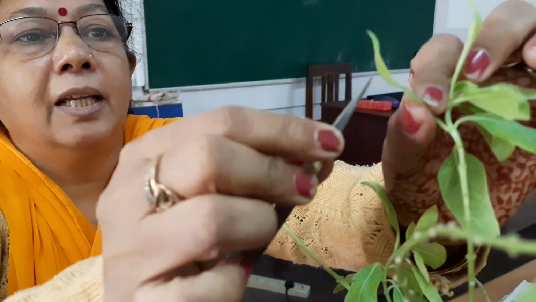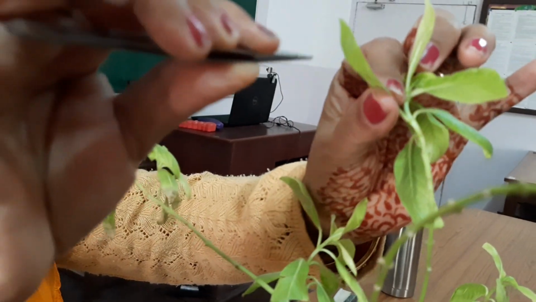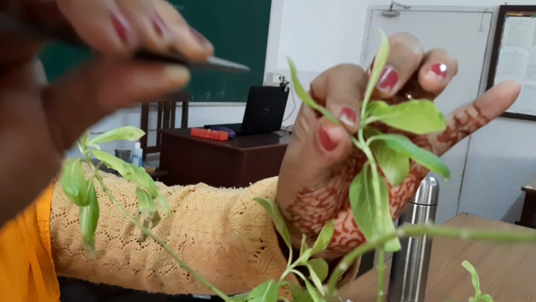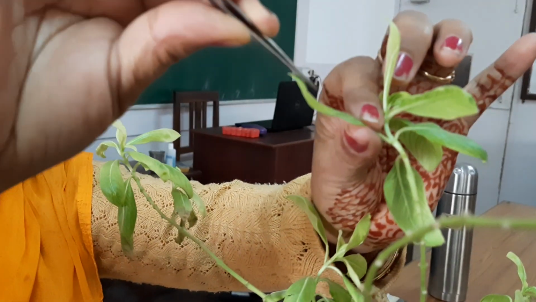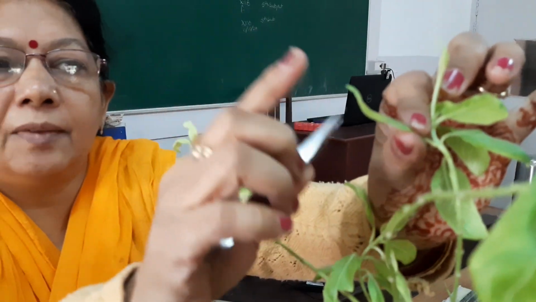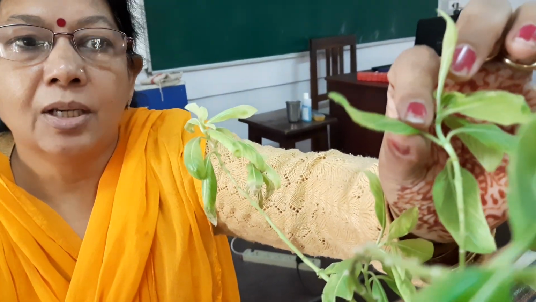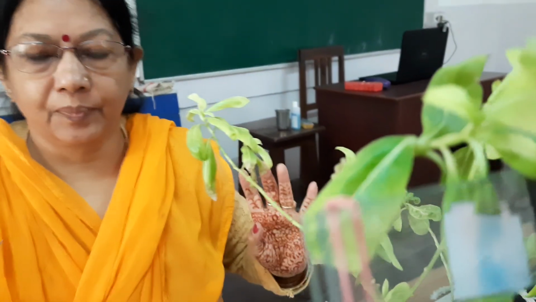So we have to see from which surface more water is lost, the upper, this one, or the lower, that is, ventral or dorsal, right? So first of all, there was the identification of a dicot plant with the help of its leaves. So I have taken a dicot plant, right?